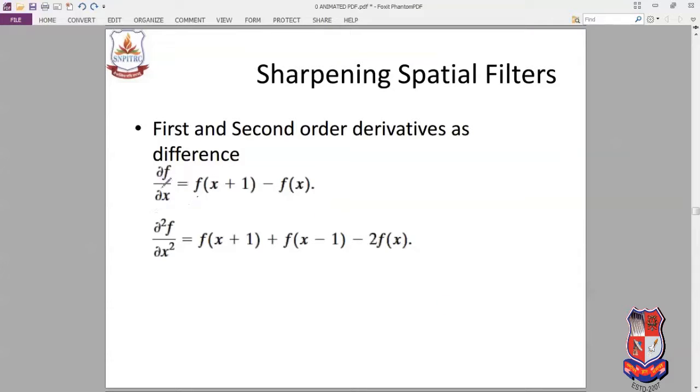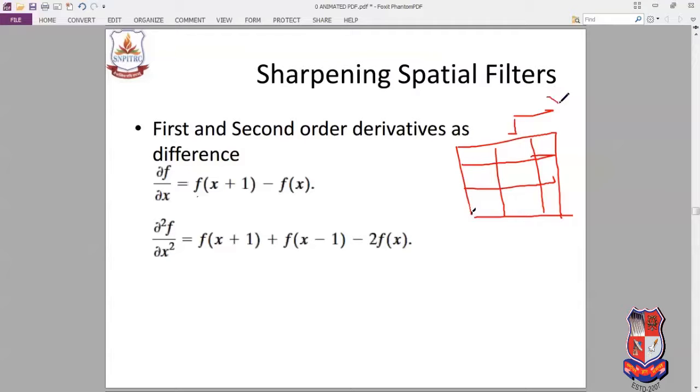Now this is the difference in the x direction. So curly f by curly x, or rather if someone says it is del f by del x, it is equal to f of x plus 1 minus f of x. Now what is f of x plus 1 minus f of x? If you are considering this three-dimensional, now this is your x-axis and this is your y-axis. So this is your f of x comma y.